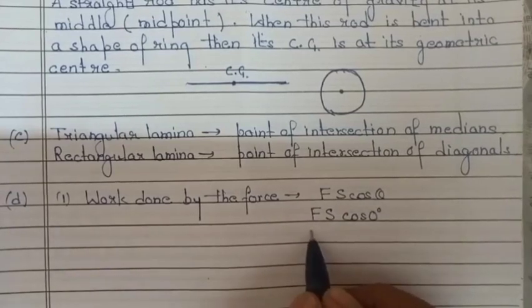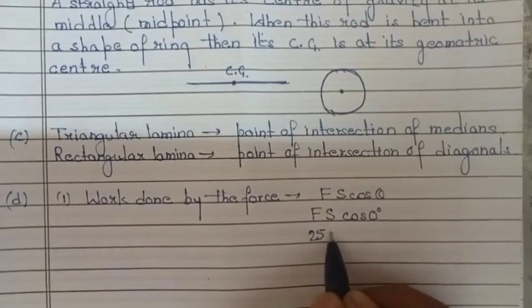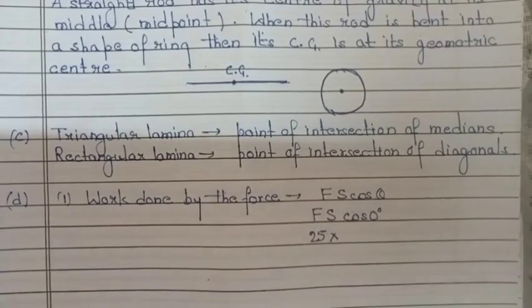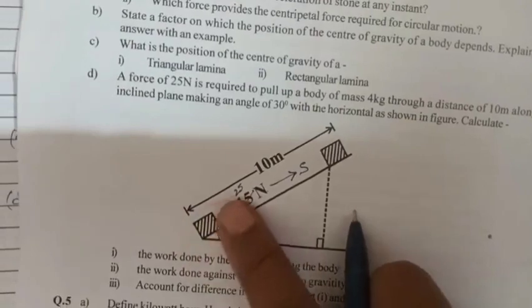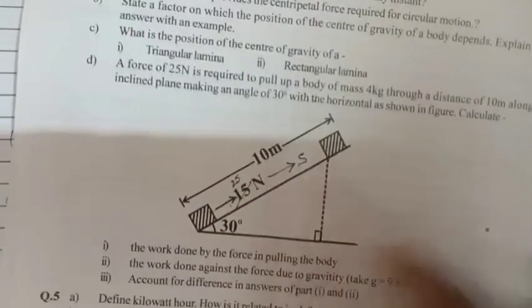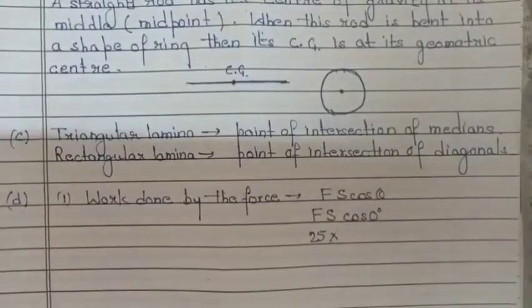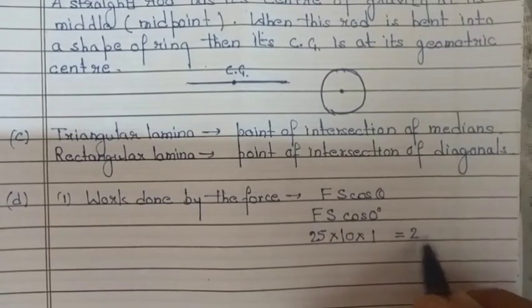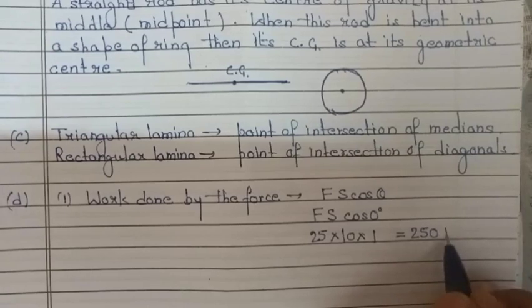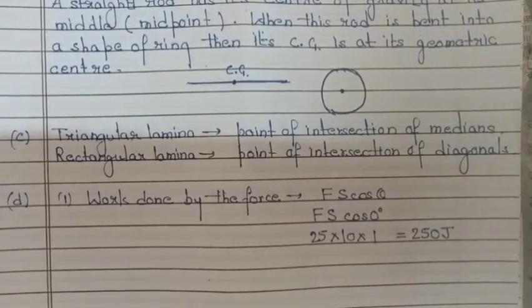Now the force given to us is 25 Newton. The displacement along the slope is 10 meter, and cos 0 is 1. So from here we can calculate work done. So work done by the force will be 250 joule.